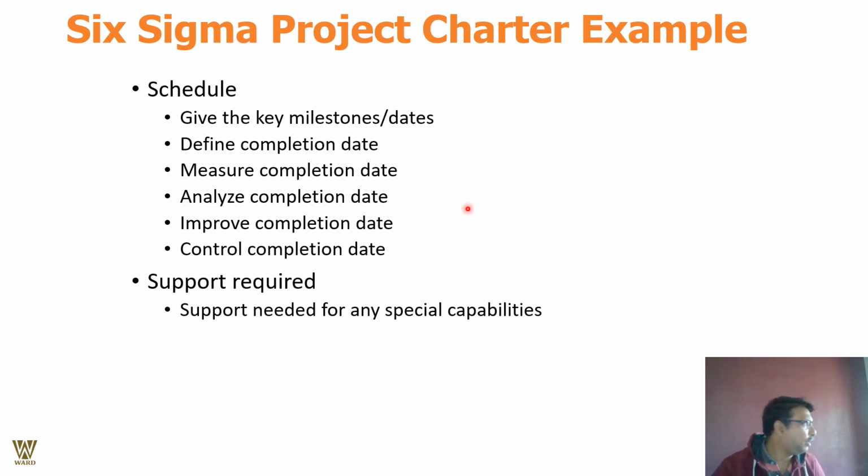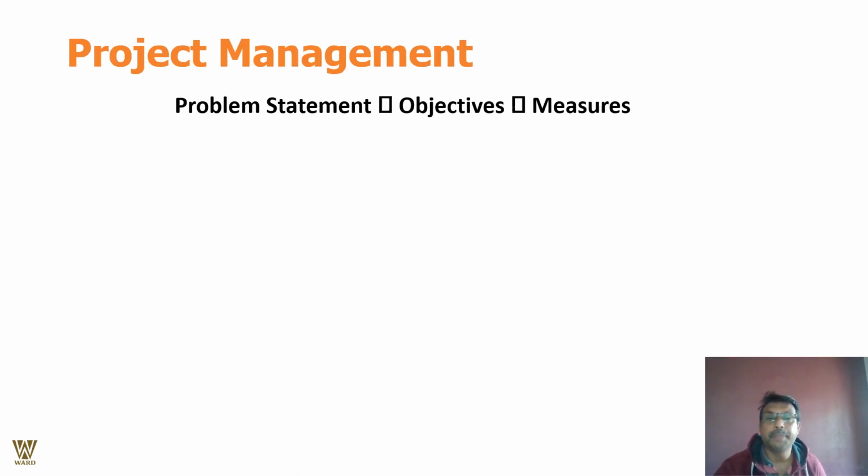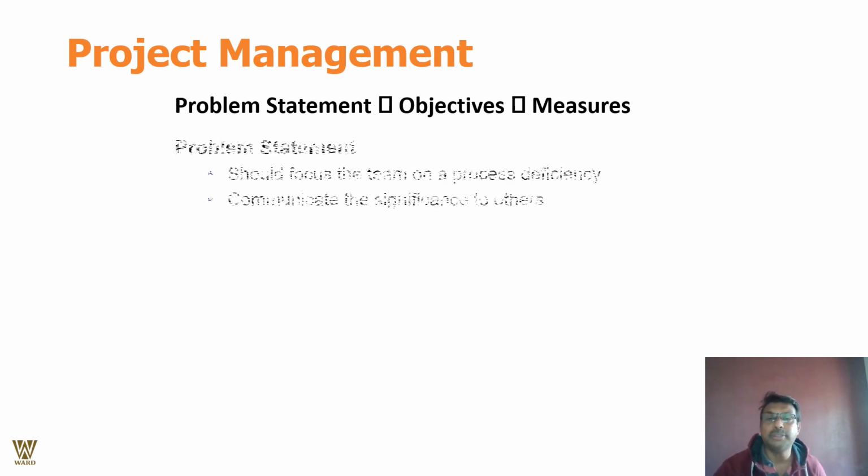What are we looking into? We are looking at the schedule, defining the key milestone dates, defining the completion date, measuring those completion dates, analyzing those completion dates, improving those dates, controlling the completion date. This is of vital importance, as I keep on saying repeatedly. So project management is all about the problem. It is all about measures and objectives.